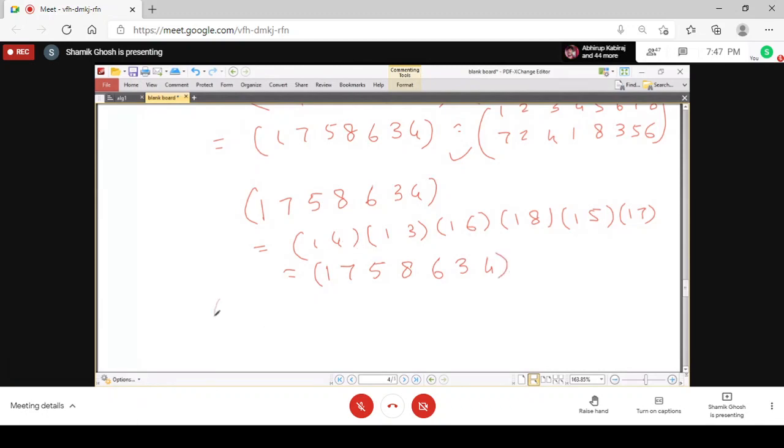So in general, if you have a cycle of this nature, (a1 a2 ... an), you can express it in the form (a1 an)(a1 an-1) up to (a1 a2). That is, you can express every permutation in terms of the product of two cycles. But the price you have to pay is that this is not disjoint. You see that 1 is the common member here, so this is not disjoint.